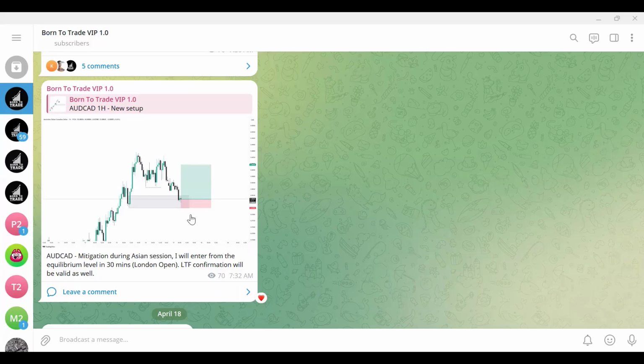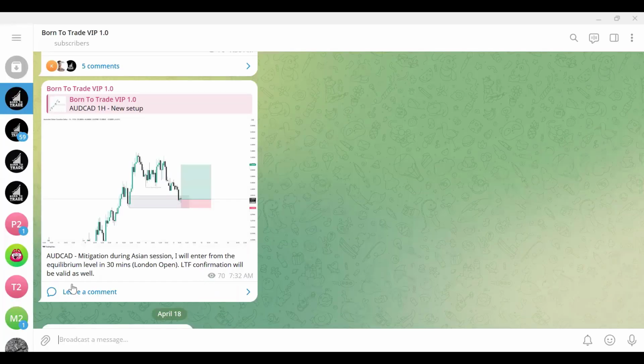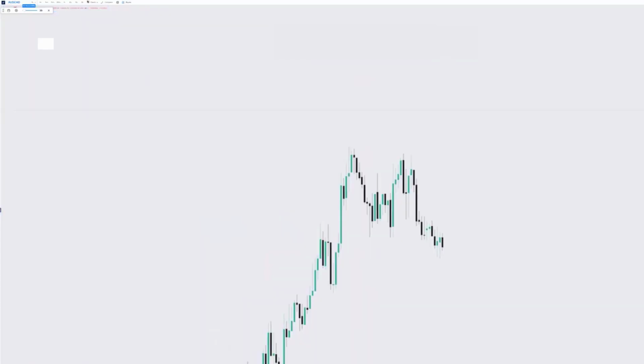Once London opens, I'm going to get involved in this particular trade from the equilibrium level, because price was around the equilibrium level, and lower time frame confirmation will be valid as well. Going to the lower time frame to spot your entry confirmations will be very valid. So let's see this particular one. This is the first example, AUDCAD, the 1 hour time frame.